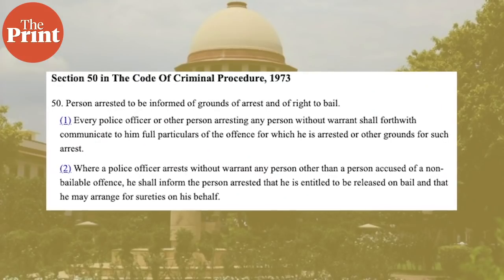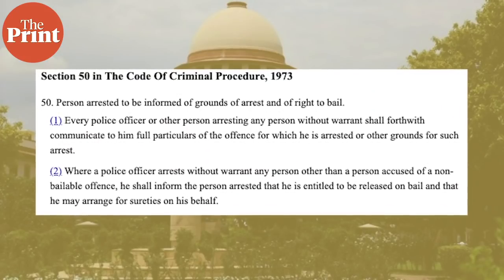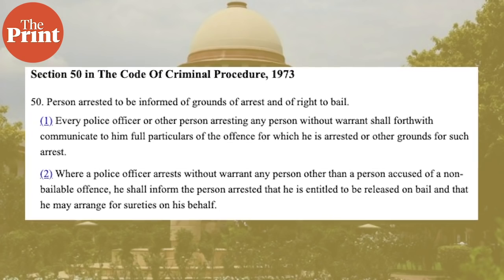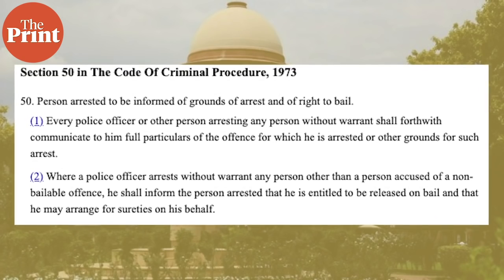Additionally, Section 50 of the Code of Criminal Procedure also imbibes this requirement. It says that while arresting anybody without a warrant, every police officer must inform them about the full details of the offence for which they are being arrested or any other grounds for their arrest. Therefore, relying on all these provisions, the court granted relief to Khalid, asking the authorities to give him a copy of the FIR, the remand application, remand order granting police custody, and a few other documents.